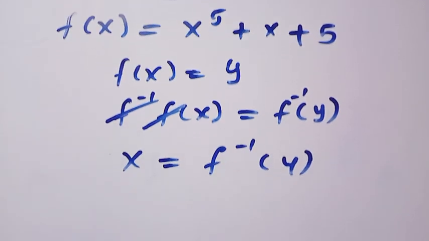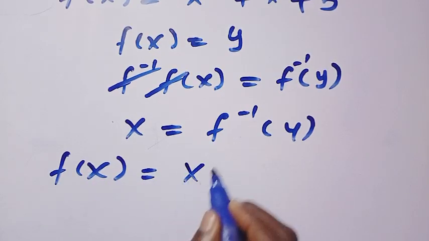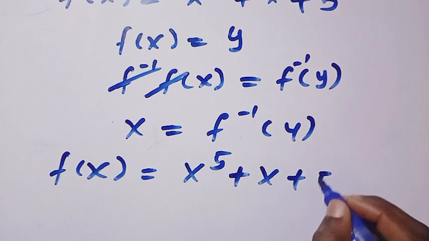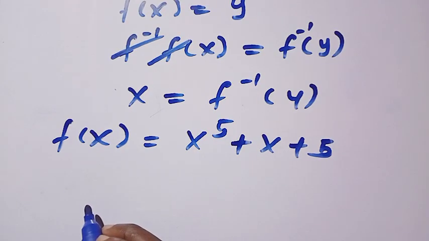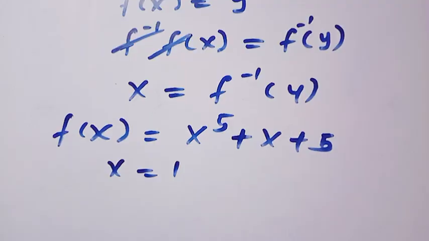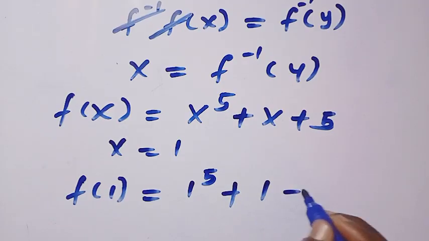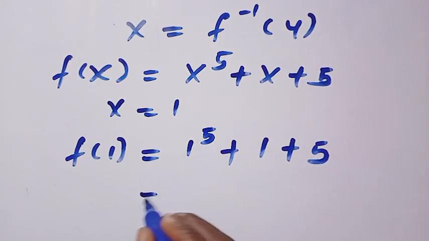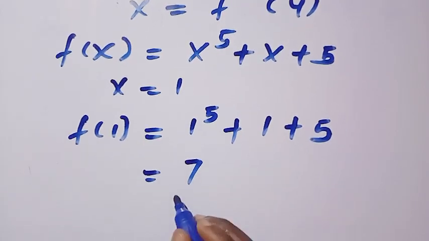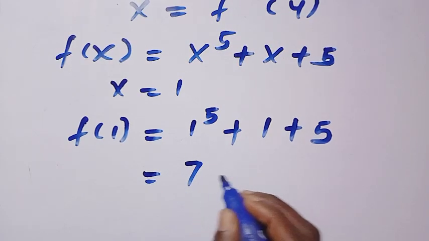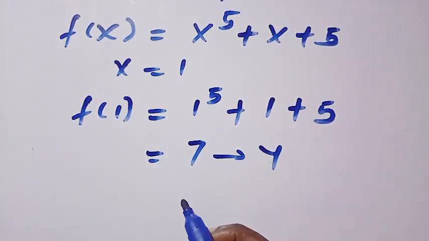Then we come back to the function itself, f of x equals x raised to power 5 plus x plus 5. Suppose we let x equal 1. Then f of 1 equals 1 raised to power 5 plus 1 plus 5. 1 raised to power 5 is 1, plus 1 plus 5, that is 7. This shows that this output, which is 7, is our y, while the input here is the x.